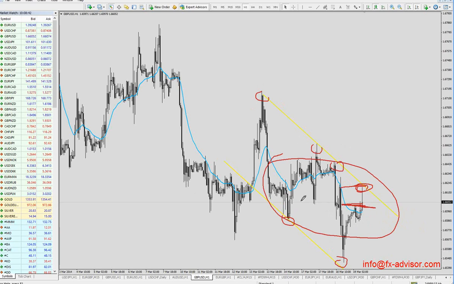So we have this channel. From here there is a strong rejection, as you can see. So I would expect a test of yesterday's low, even before the news, before the data from UK. So this is a selling area, I would say, around 66.25 on average.